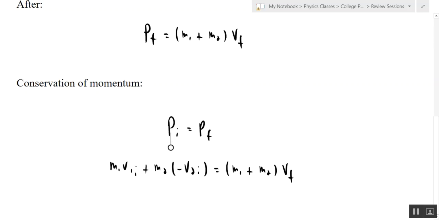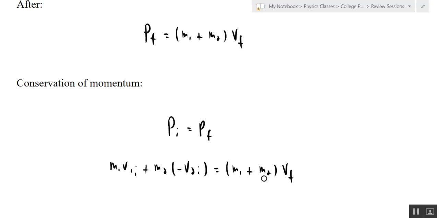So you find the initial momentum, you set it equal to the final momentum after they collide, and you get this equation here. Now, you don't know what the question is yet. I'll tell you in a second. But I'll tell you one thing: you have to figure out V2I and VF to figure out the answer to the question, right?